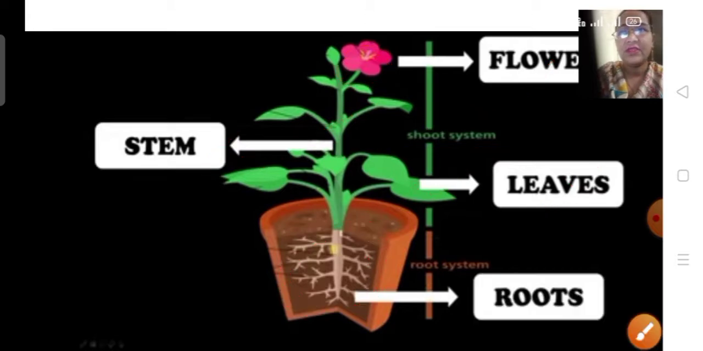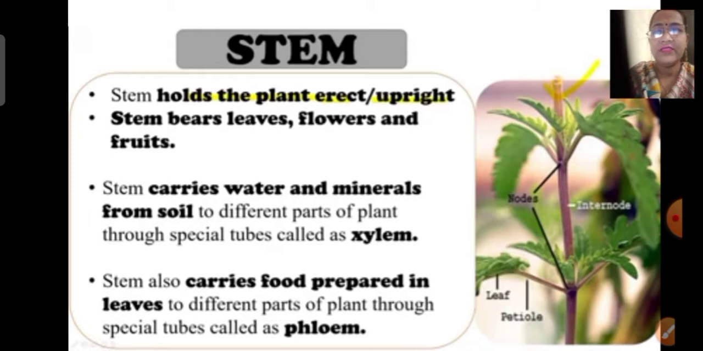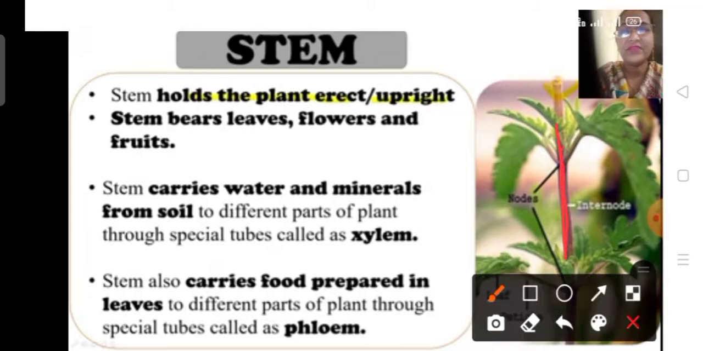First, children, we will study about the shoot system of the plant. In the shoot system, first we will study the stems, then we will study about leaves, and then we will study about the flowers. So let's begin by studying about the stem. As we all know, the stem holds the plant erect, or upright. Here, this is the stem of the plant. We know that the stem bears leaves, flowers and fruits.